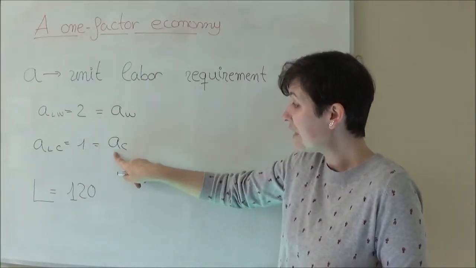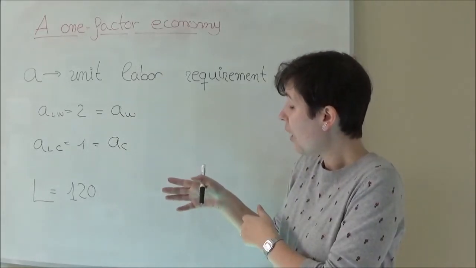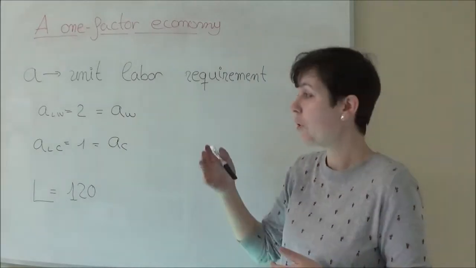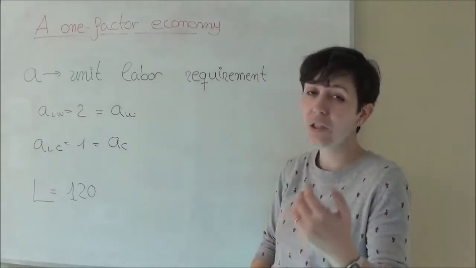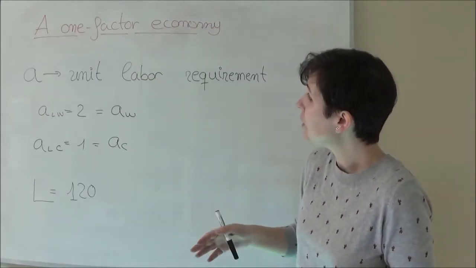So in the cheese industry, given the actual technology, you need just one worker to produce one cheese, while here you need two workers to produce 1 unit of wine.